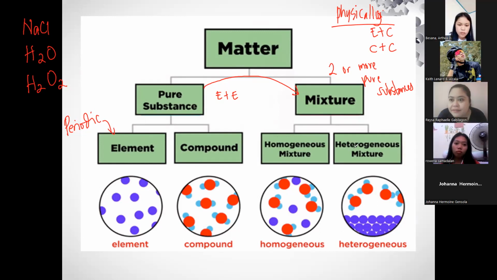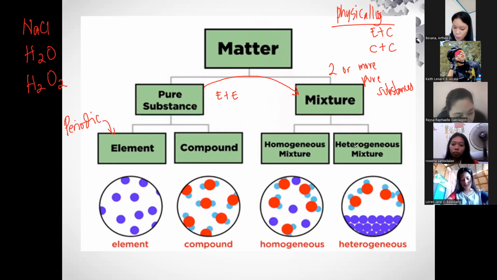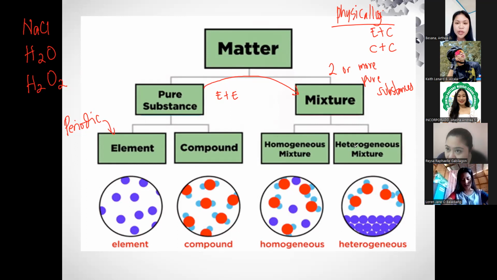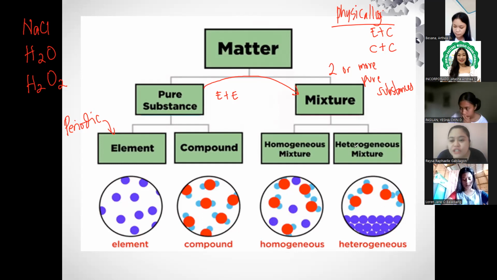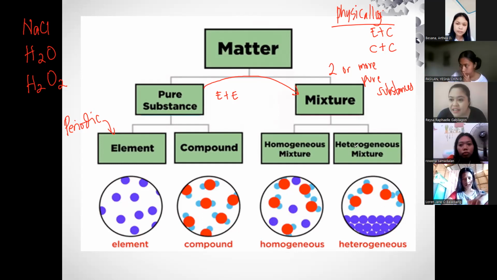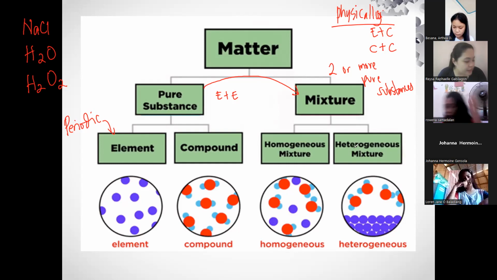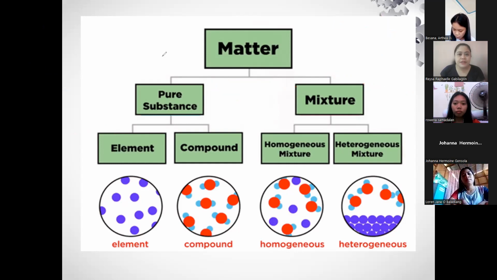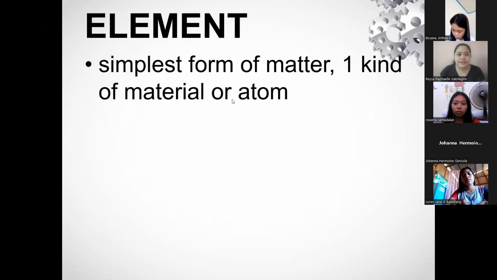Yes, Arte. Yung homogeneous po ma'am is one phase lang po yung homogeneous habang yung hetero po is hindi po. Okay, very good. When you say homogeneous, the mixture exists in one phase only. So they have uniform appearance. However, that is not true for our heterogeneous mixture kasi two or more phases may exist for heterogeneous mixture. Okay? So that's how we differentiate our different types of mixtures.